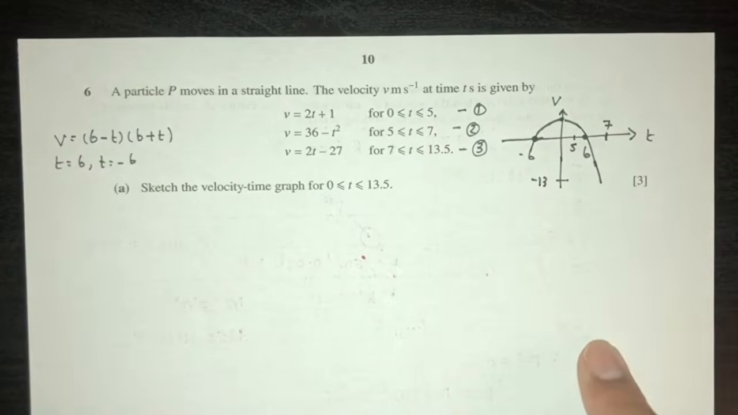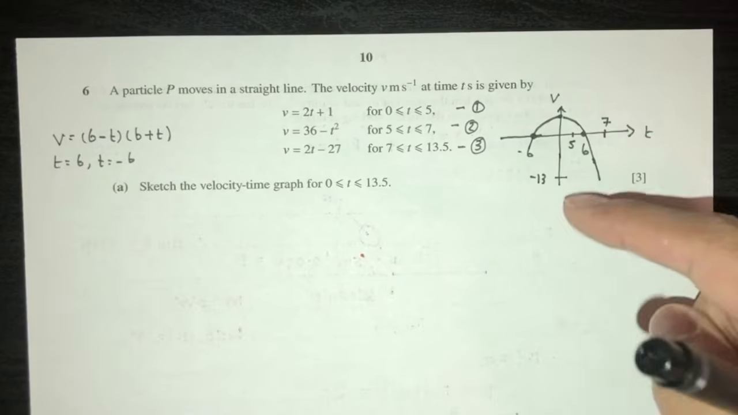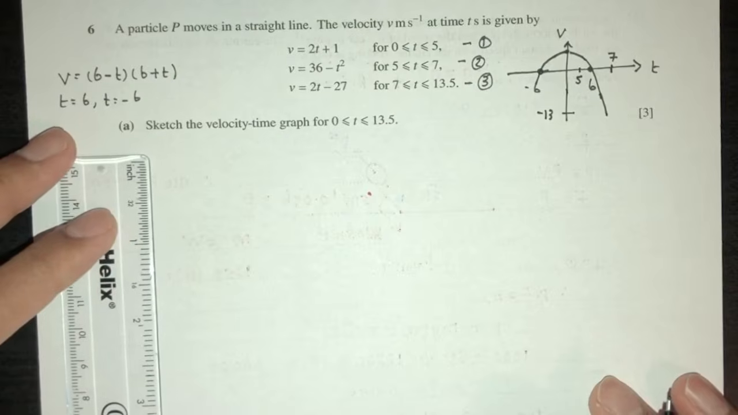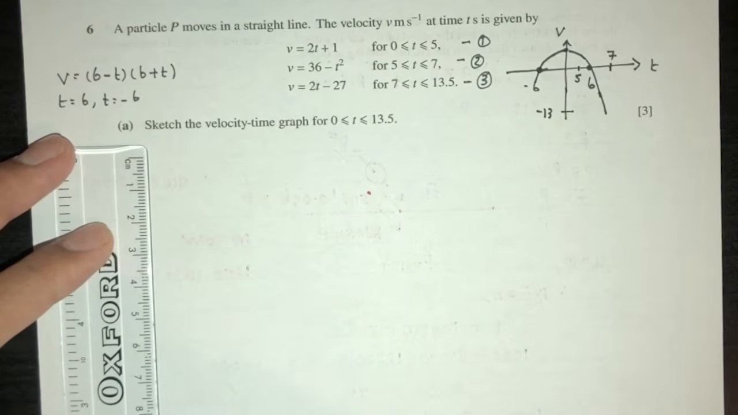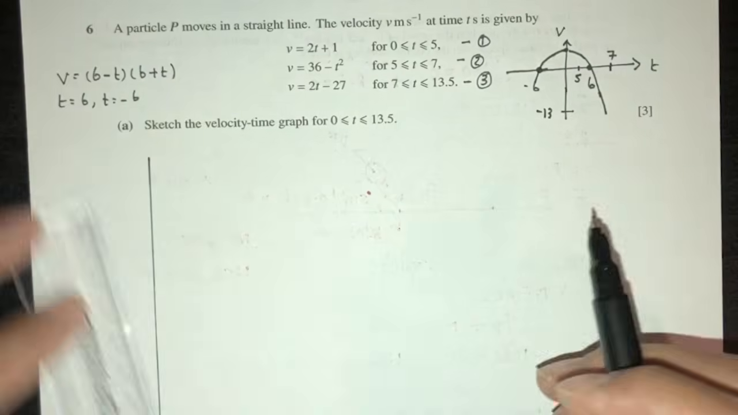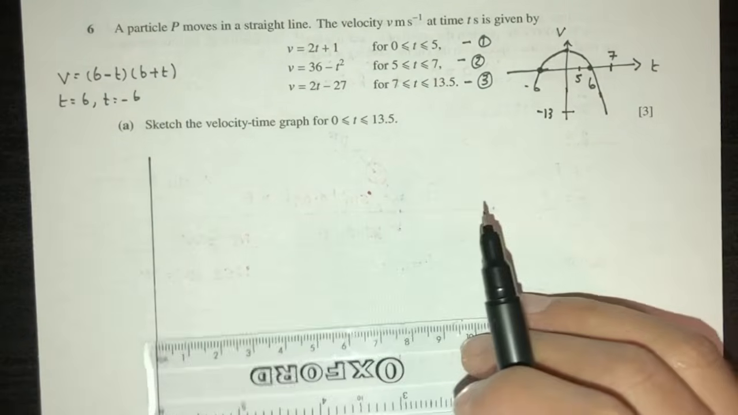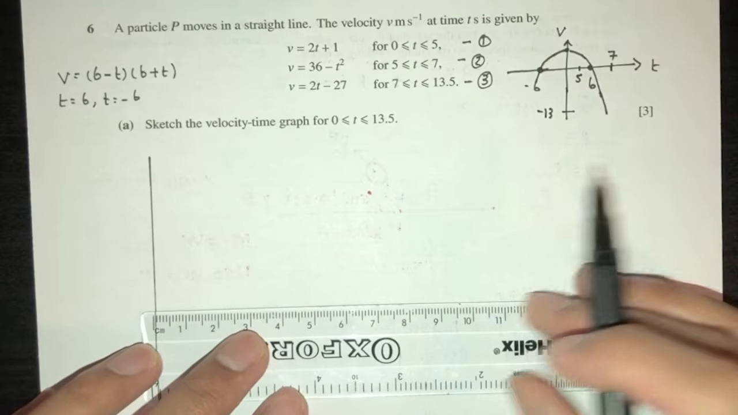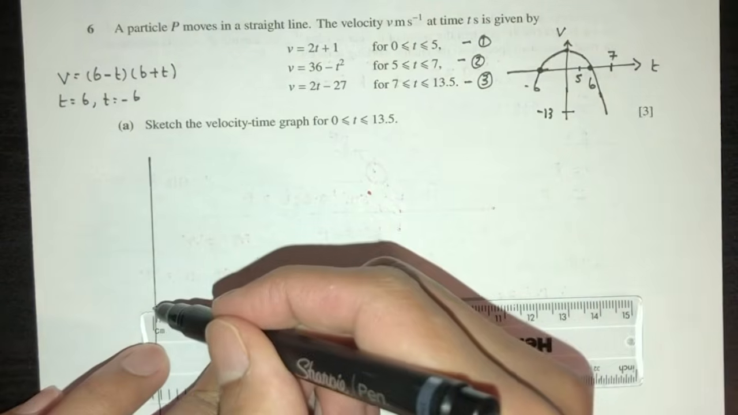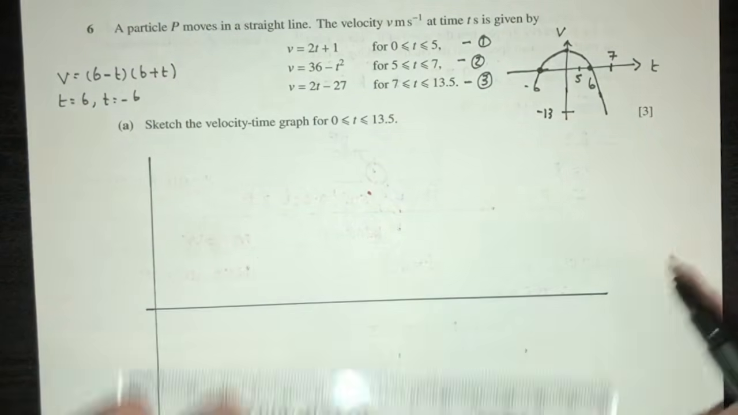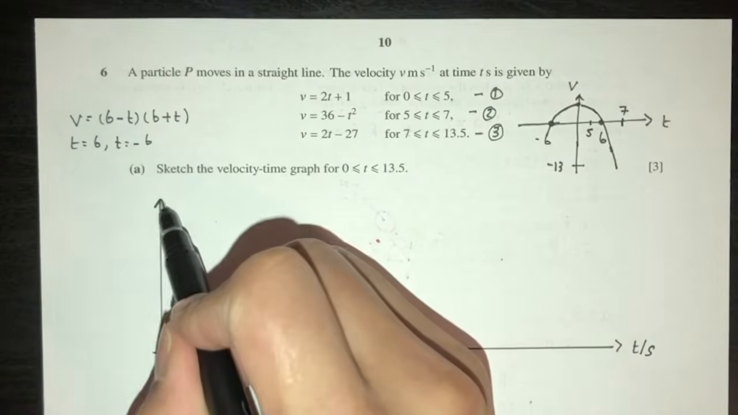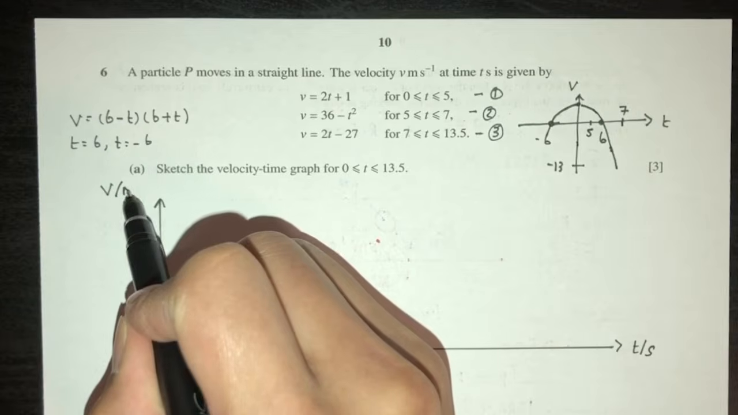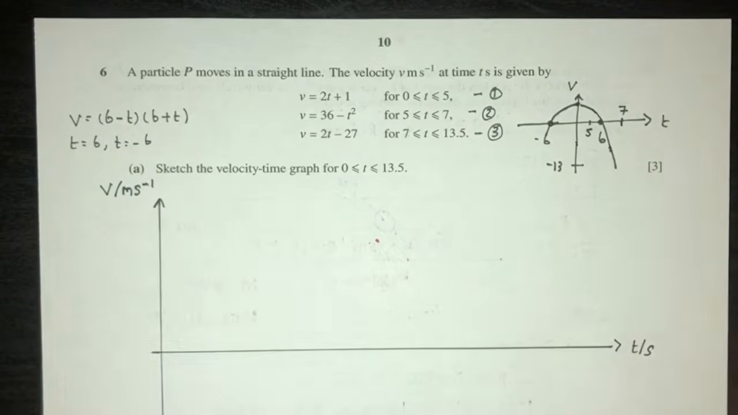So it means that our axis will also be negative, so we have to prepare for that on our main graph. Let's draw the vertical axis first and then our horizontal axis. That will be the vertical one, and let's draw the horizontal one as well. That will be your time in seconds, and this is your velocity in meters per second.